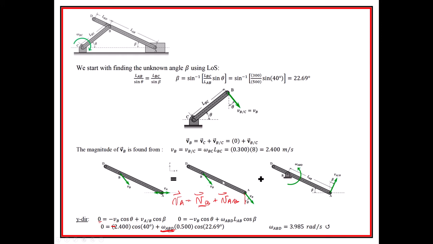Now, if that was not the case, we could do a couple of other tricks, but probably what would happen is we would have two equations, one in the y direction and one in the x direction, and then two unknowns. One of those unknowns would be the magnitude of VA, and the other would probably be omega. But we'd have two equations and two unknowns, so we'd be able to solve it.